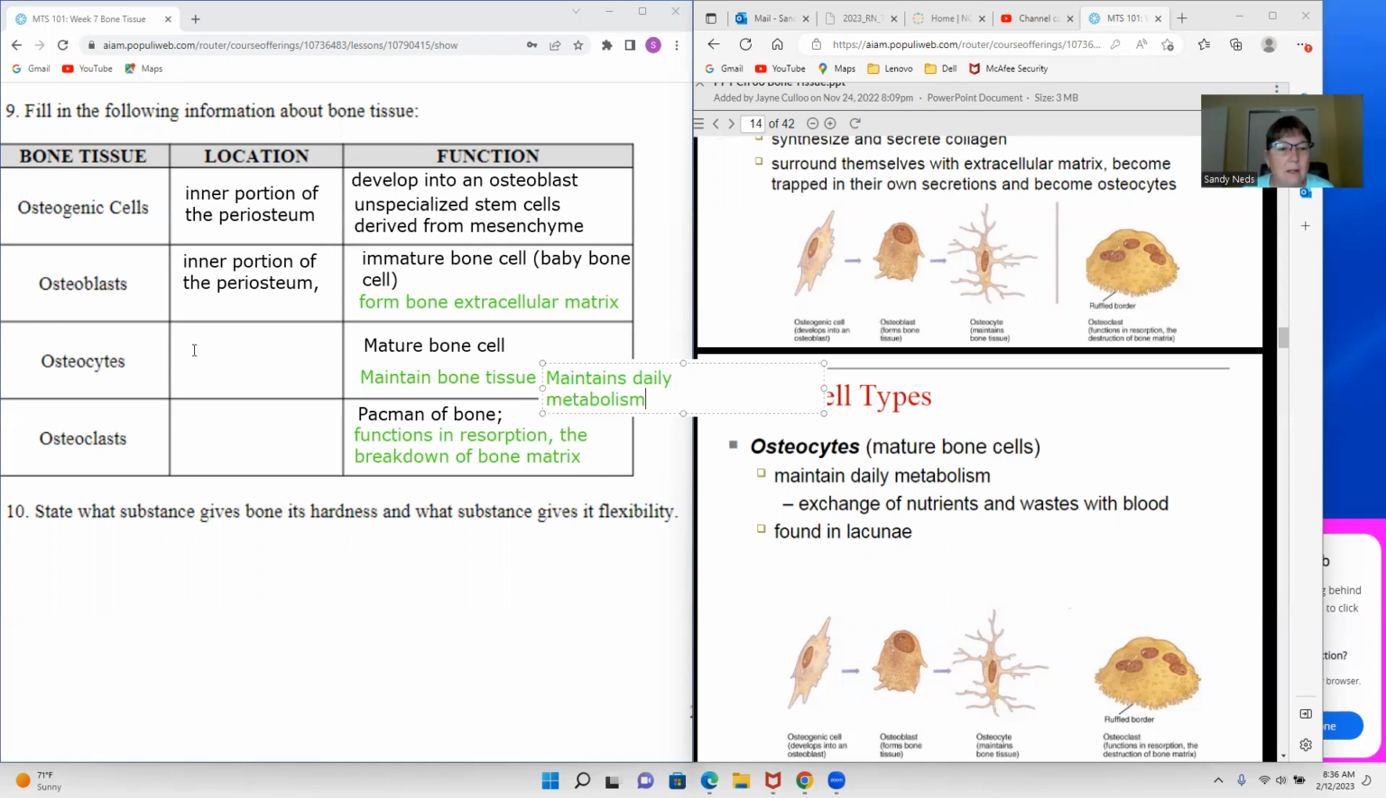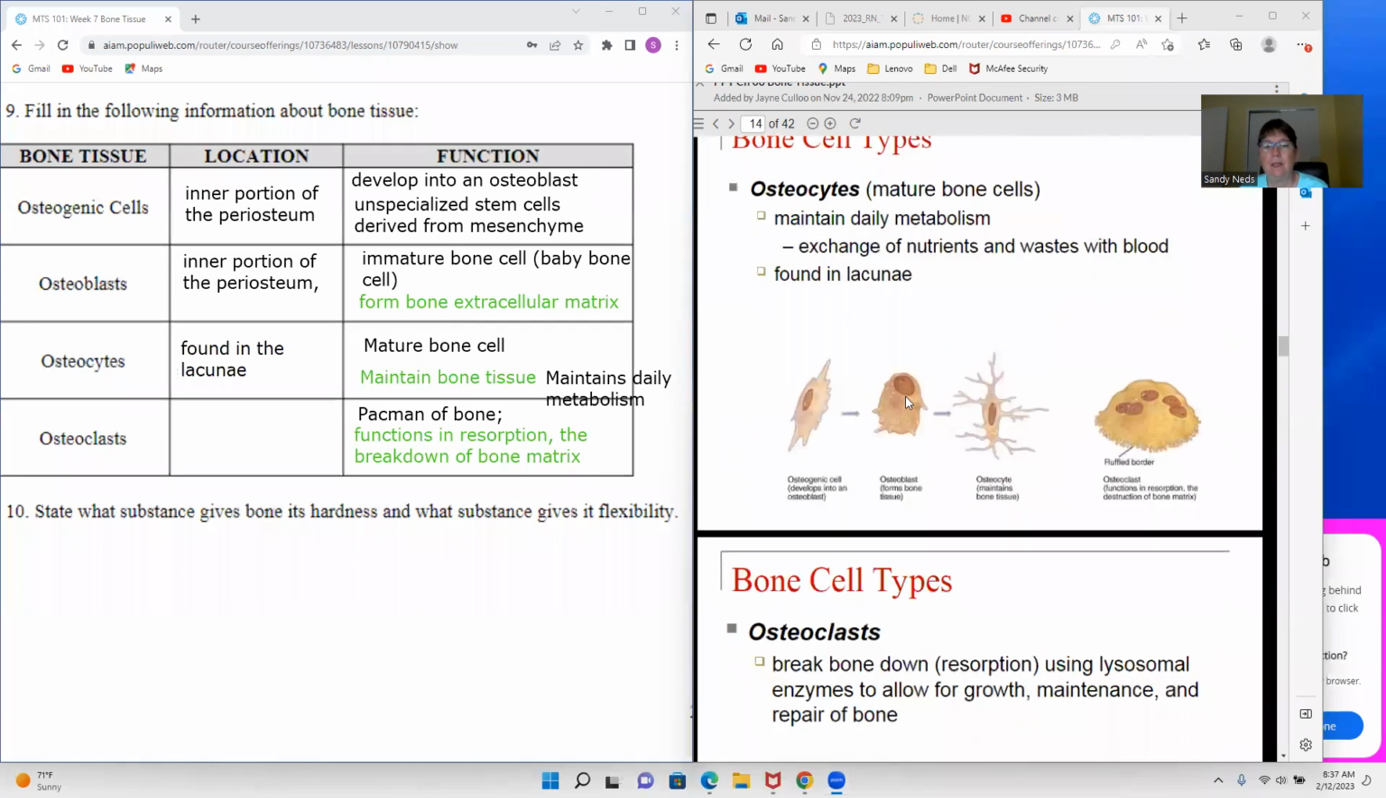And this osteocyte is found in the lacunae. Now, we don't know what those are. And lacunae actually means little lakes. So they're little spaces that the osteocytes are found in. And we'll talk about those shortly.